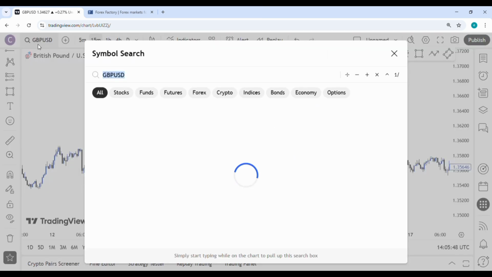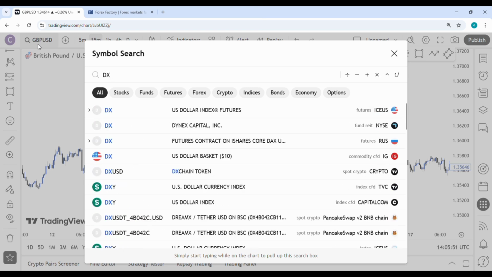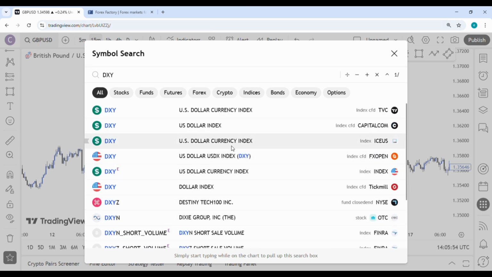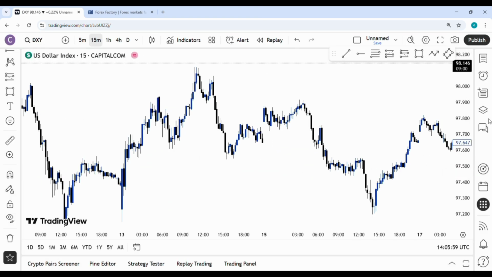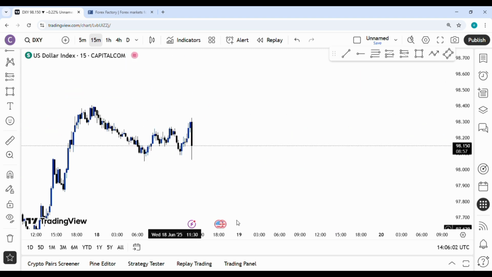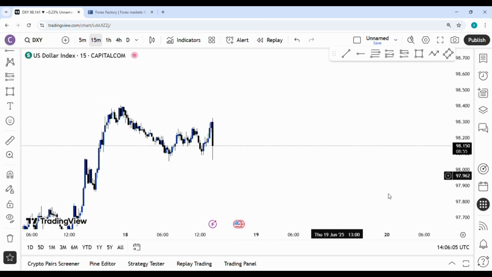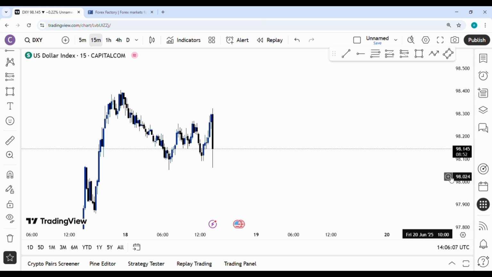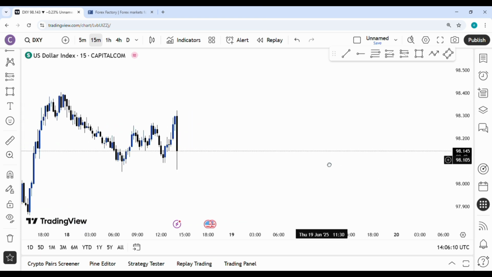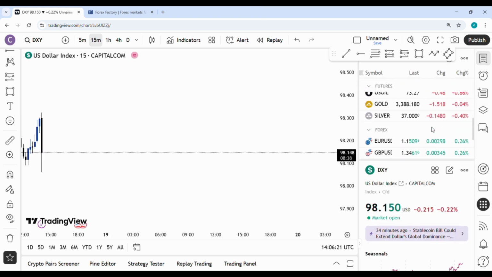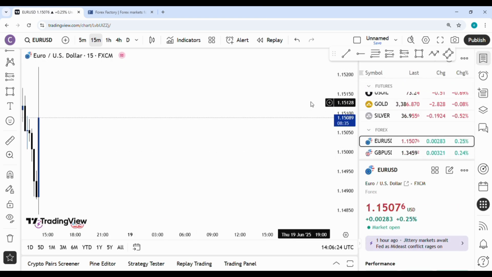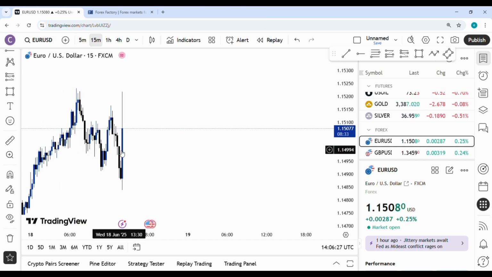So first of all, we're going straight to our DXY, and we'll see what it looks like. This is the DXY index, and we're using capital.com. Now let's check something. This is the 15-minute time frame. Wow, you can see this heavy spike down on the 15-minute time frame on our DXY. Let's check the same on our EURUSD. Looking at the EURUSD, you can see the same spike to the upside.